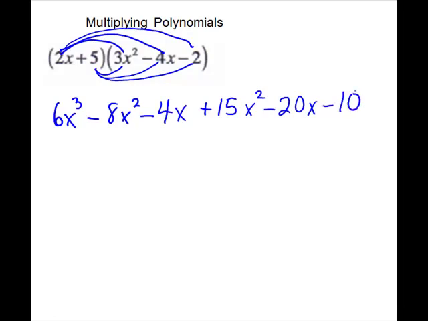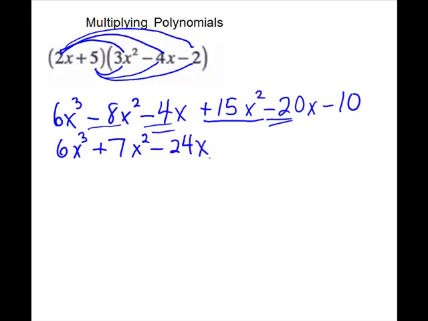Parentheses are off, and now you're going to look for like terms. The x cubed is our only x cubed. For x squared, these two are like. You're working just with the coefficients. Different signs. Subtract, sign of the larger. So we get a positive 7x squared. The x terms, they are like signs. Add, keep the sign. And our constant goes last.